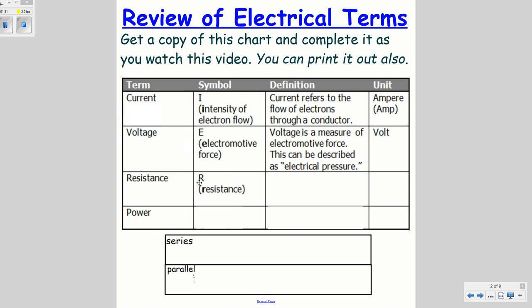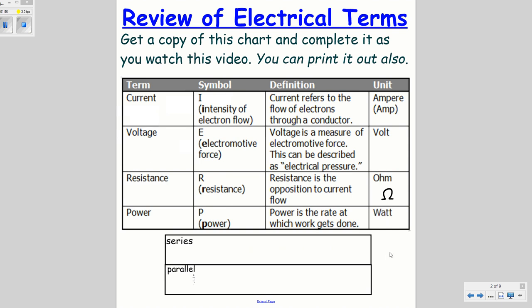Resistance is R for resistance, and it's the opposition to current flow, the resisting flow. And you can either write ohms out or use the Greek symbol for ohms. For power, it's going to be P. That one's pretty straightforward. Power is the rate at which work gets done, the rate at which that work is getting done in the circuit. The symbol is P, but the units are watts, W-A-T-T.